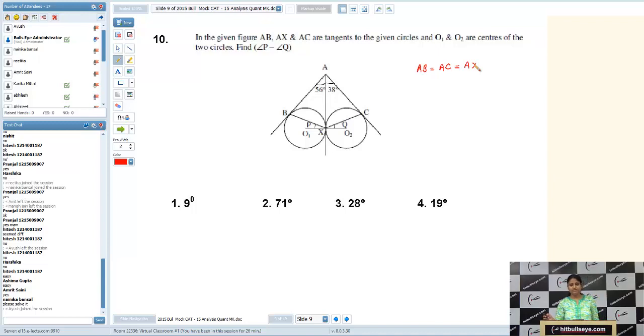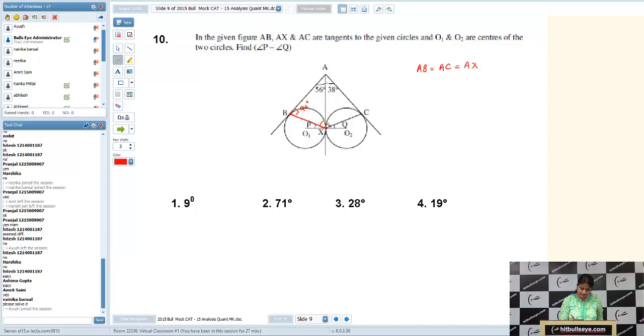Whenever you are drawing two tangents from an exterior point of a circle, it will give you two tangents of the same length. That's why AB is equal to AX and AX is equal to AC. That's why we can write AB is equal to AC is equal to AX. Okay, now one thing more. Whenever you join the center and the touching point, the angle will always be 90 degrees. Is it okay? This will be 90 degrees.